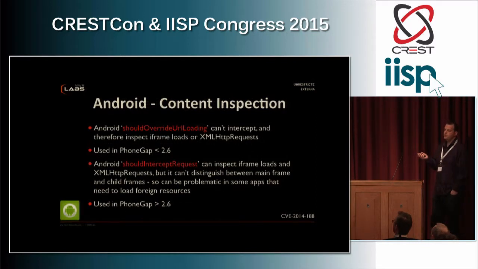Some of the methods used to do the content inspection are flawed. So should override URL loading, should intercept request, etc. These are the things that they implement the whitelisting. So when they track the request, they'll check the origin of that call and see if it's an allowed domain or not. Some of those methods don't trap all calls. So depending on which method's implemented, you can make calls without them ever being inspected.